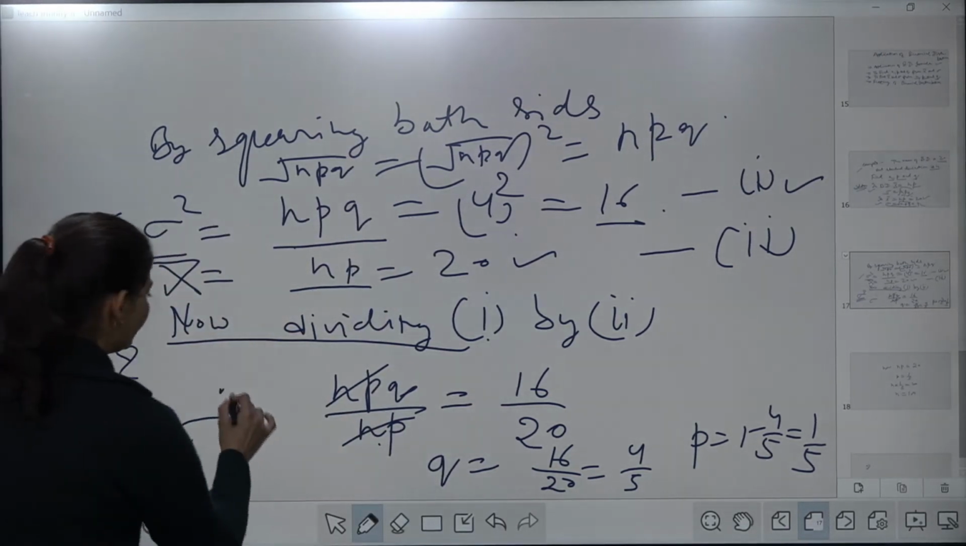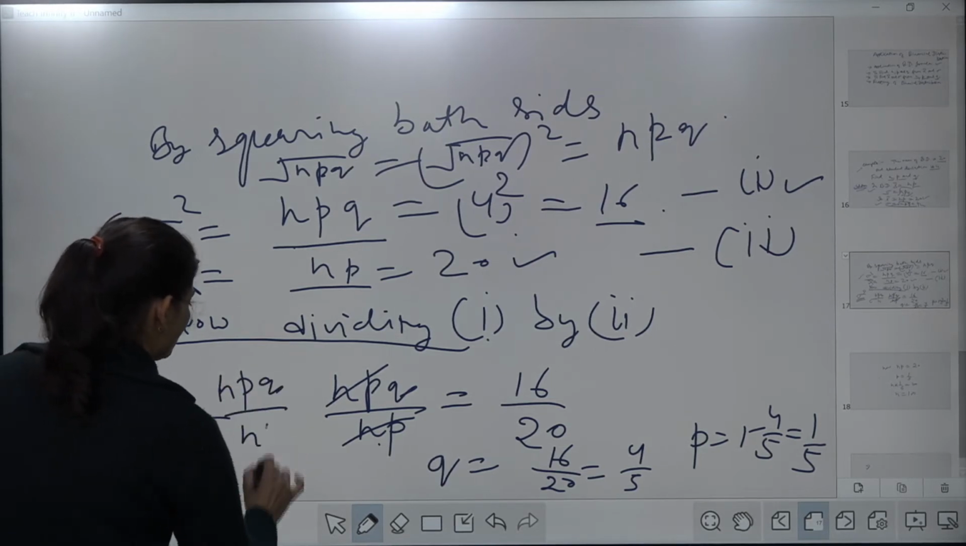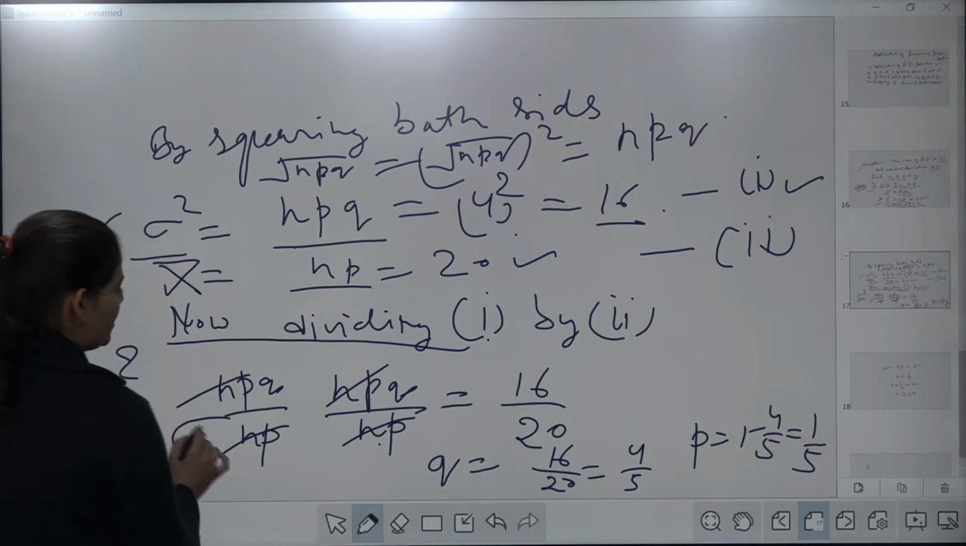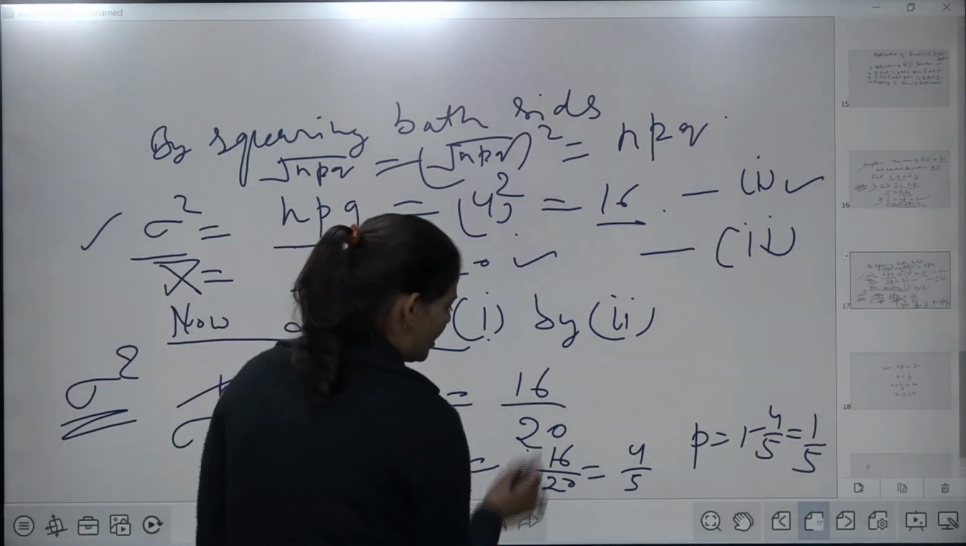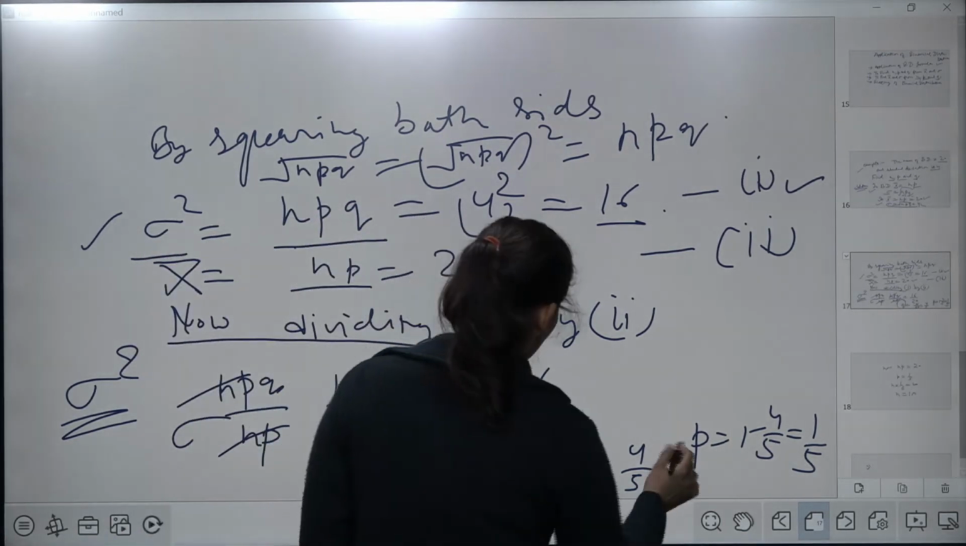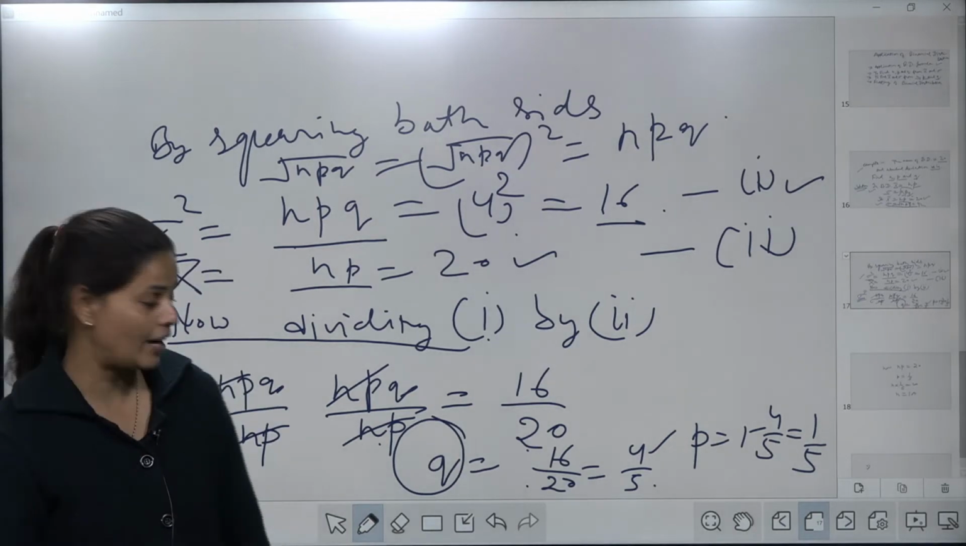So, like we have written this equation like this, right. So, cut NP by NP cancel. Now, we have the value of Q, that is 16 divided by 20, and after calculation the value of P is 4 divided by 5.